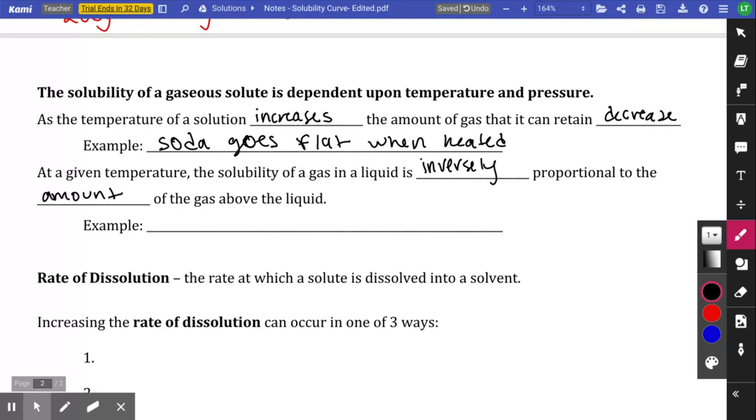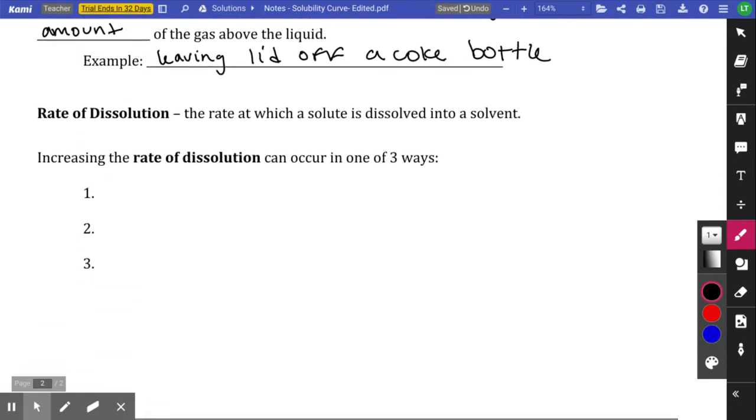I always think about this as, if you leave the lid off on a Coke bottle, the solubility is going to decrease, and eventually your Coke is going to go flat. So like leaving the lid off of a Coke. Because you're releasing that gas that was above the Coke bottle, the vapor pressure that's there, it's going to be able to undissolve. The less gas you have up there, the less solubility you have, the less pressure.